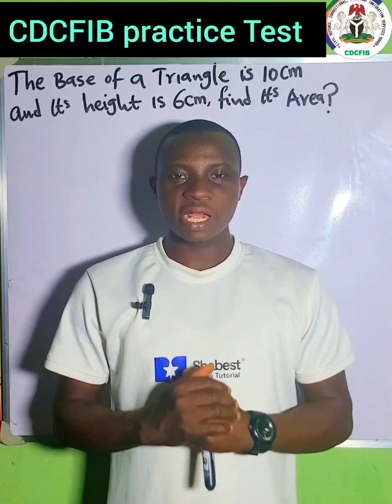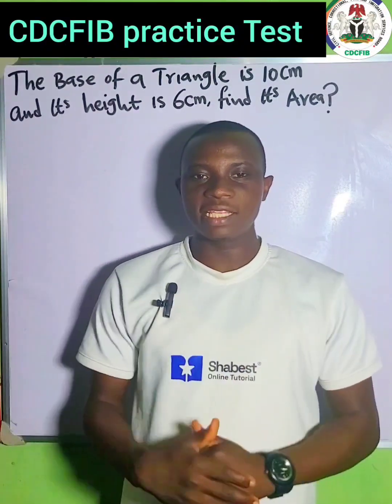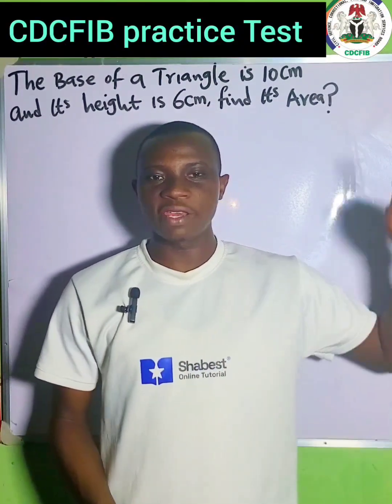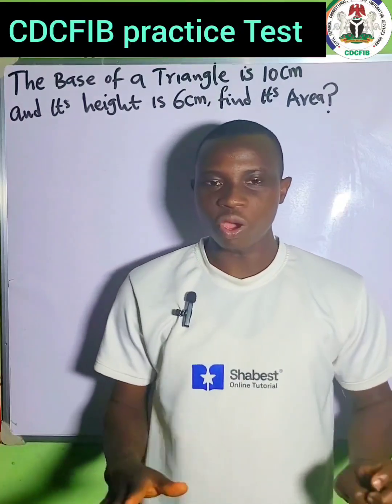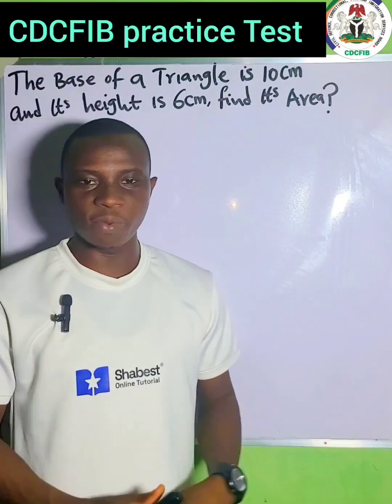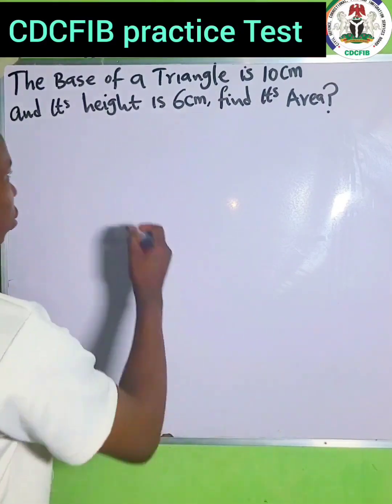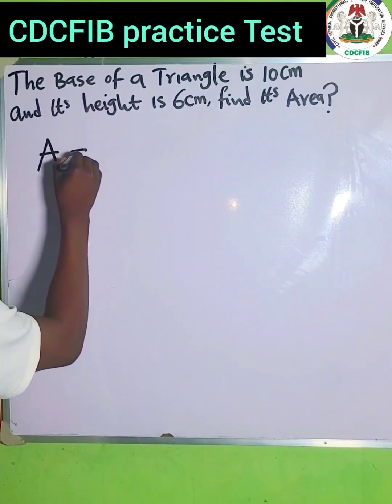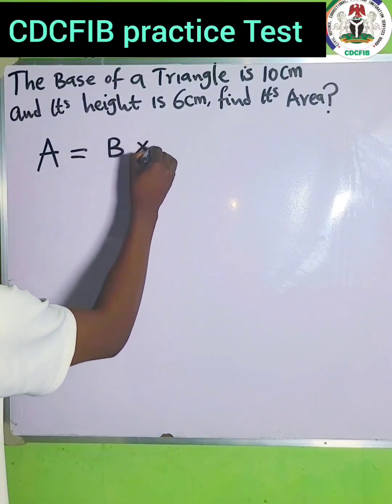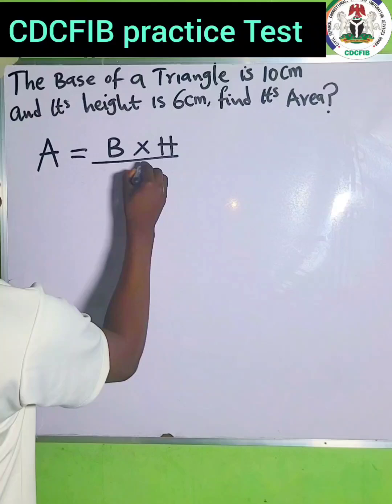The base of a triangle is 10 centimeters and its height is 6 centimeters. Then we are asked to find the area of that triangle. So all we're going to do first is to recall the formula to calculate the area of a triangle. The area of a triangle is given as base multiplied by the height all over 2.